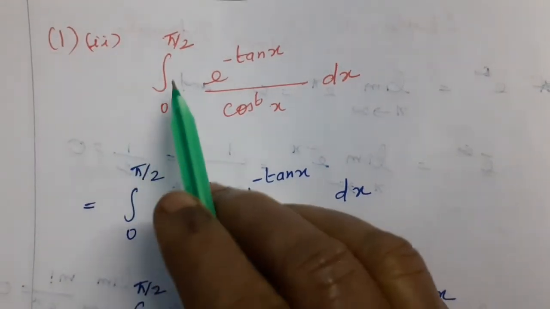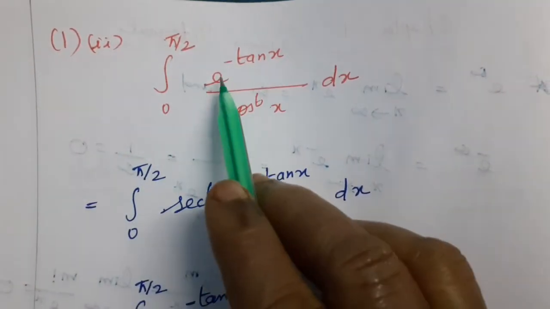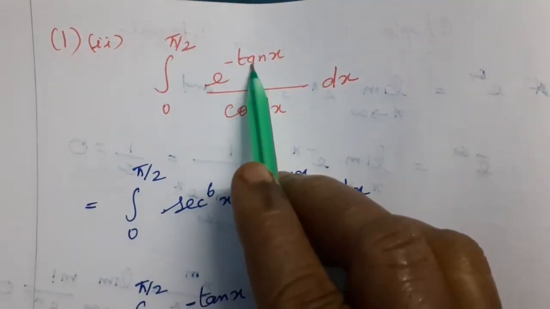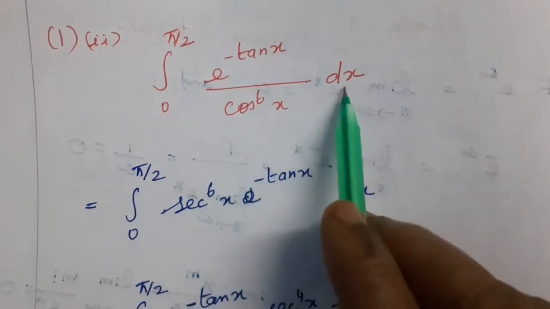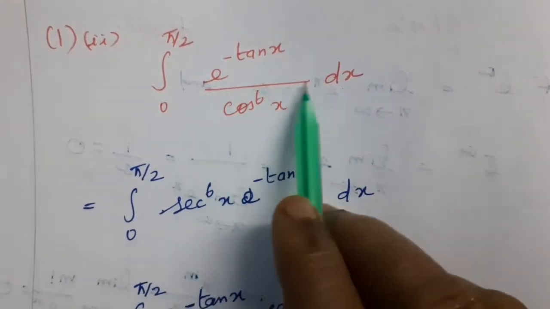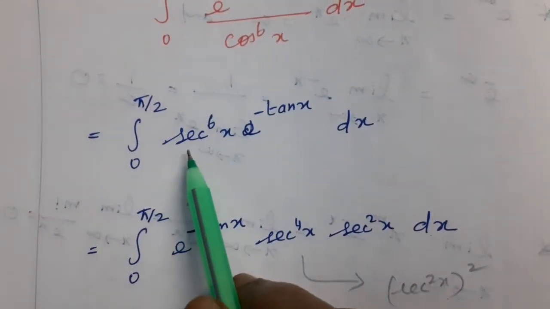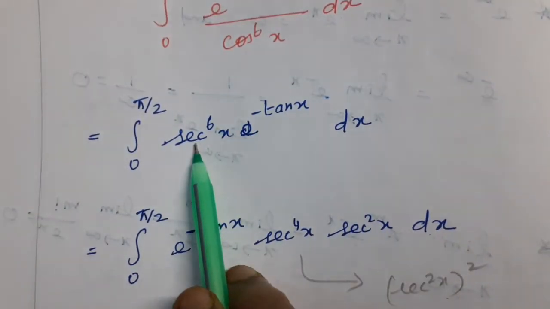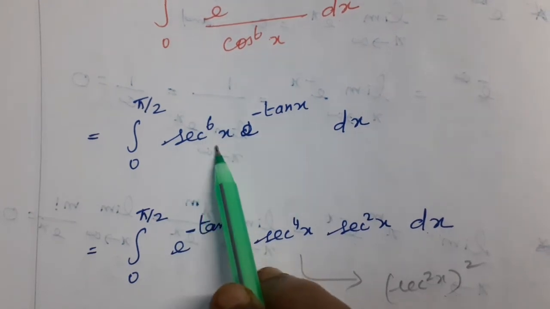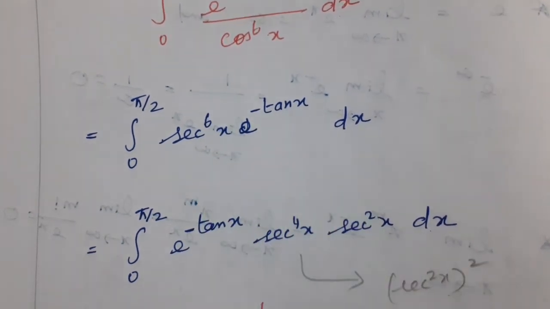Now second subdivision: integral of 0 to pi by 2 e power minus tan x by cos power 6 x into dx. Now 1 by cos is nothing but secant. So it becomes secant power 6 x e power minus tan x into dx.